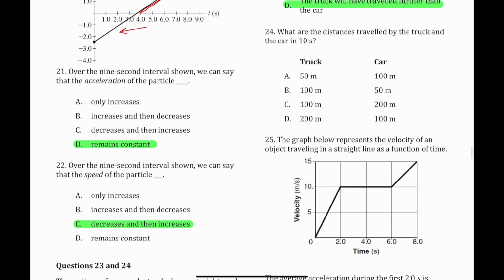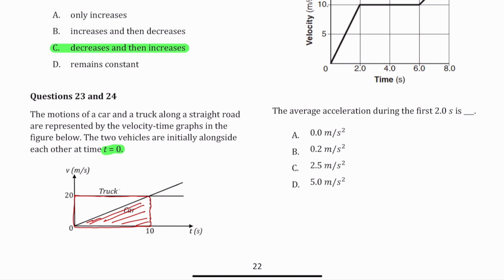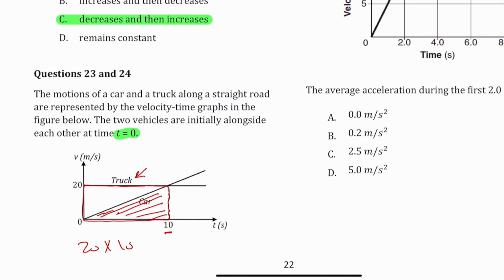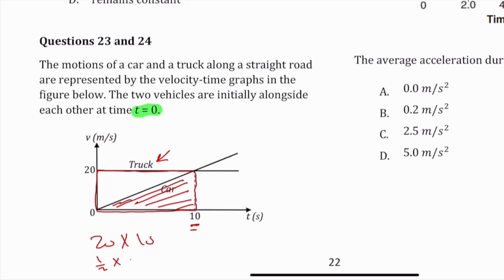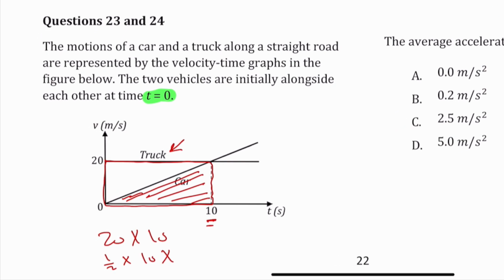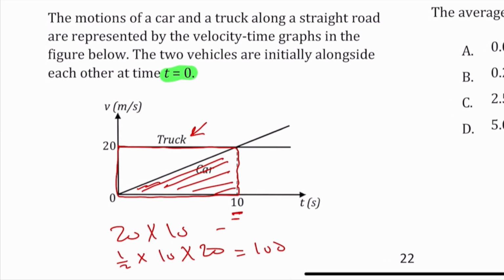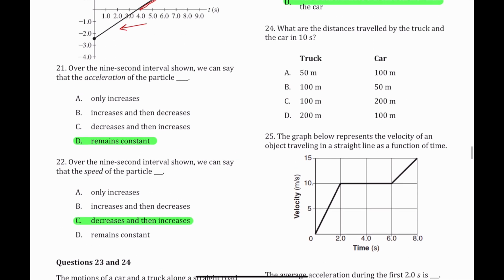24. What are the distances traveled by the truck and the car in 10 seconds? So we can get the area under the curve or under the slope. So for the truck, it's 20 times 10. And for the triangle, which is the car, it's half times 10 times 20. So it will be 100. And here it's 200. So for the truck, 200 and 100, so the answer is D.